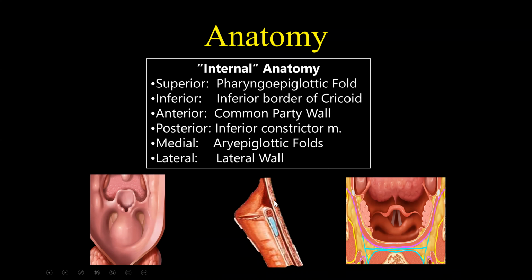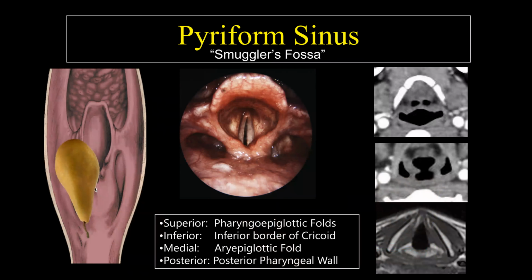The posterior margin of the hypopharynx is formed by the inferior constrictor muscle. The medial wall of the hypopharynx is formed by the aryepiglottic fold. Now, in the larynx, the lateral border is the aryepiglottic fold, and in the hypopharynx it is the medial wall. So again, the aryepiglottic fold has a common border. And the lateral wall of the hypopharynx is formed by the lateral wall of the pharynx.